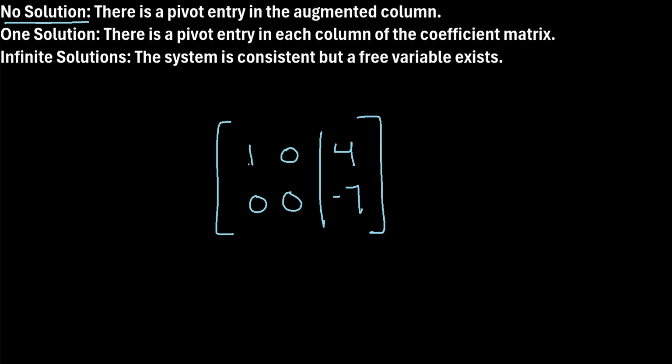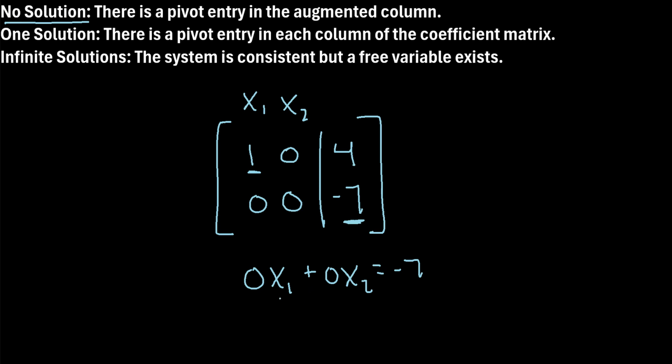And the reason is, in this first row, we can see that the pivot entry, or the first non-zero value in the row, is this 1 right here. But in the second row, the pivot entry, or the first non-zero value, occurs right here in the augmented column. If we think of this column as the coefficients for some variable x1, and this column as the coefficients for some variable x2, this is telling us that we have 0 times x1 plus 0 times x2 is equal to negative 7.